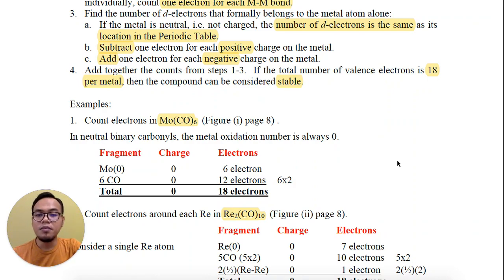Now molybdenum comes from column 6 in the periodic table, so that's why the electrons are 6. So your carbonyl, we have 6 carbonyls. 1 carbonyl carries 2 electrons. So 6 times 2, 12 electrons. When you total up, you are going to get 18 electrons. So molybdenum hexacarbonyl is considered stable.